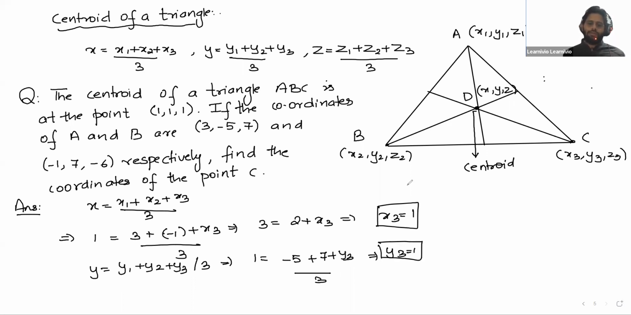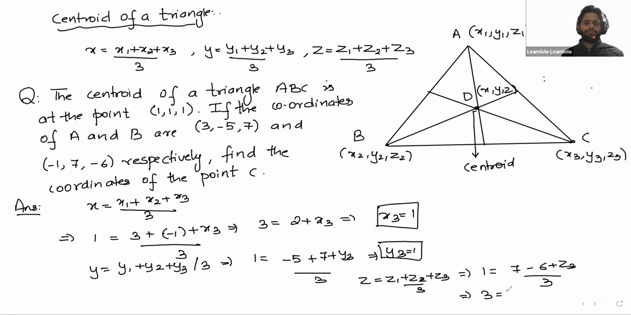Now you need to find the z coordinate. We know that z is equal to (z1 + z2 + z3) by 3. So we will get, what is it? z is 1, equal to 7 minus 6 plus z3, by 3. Why were your answers not matching?